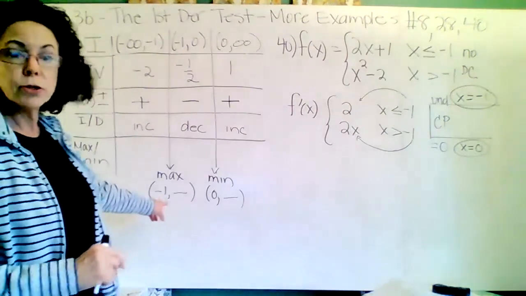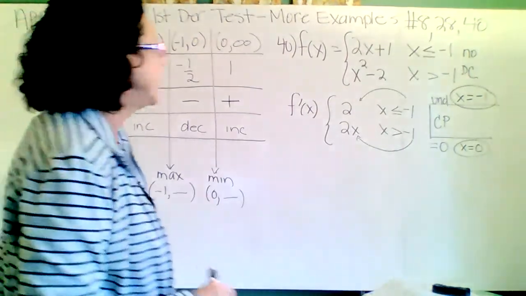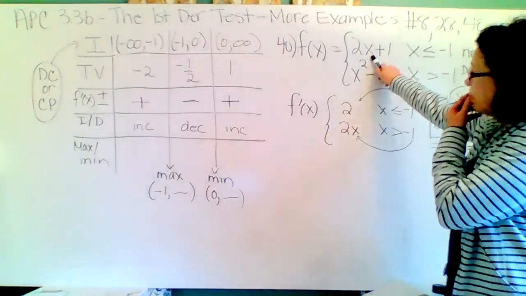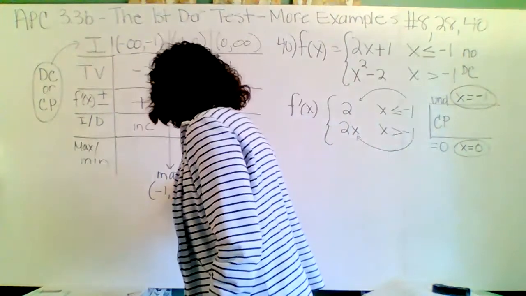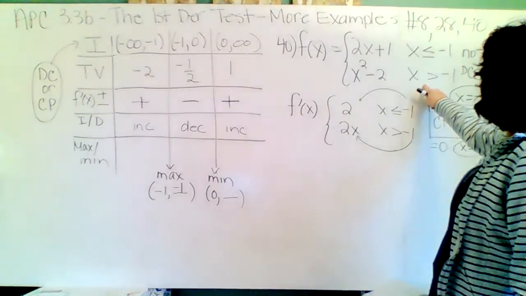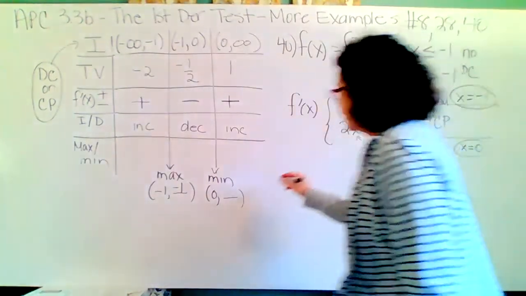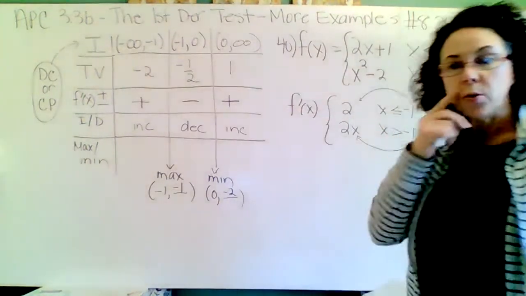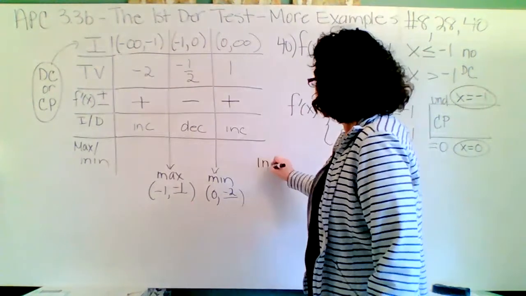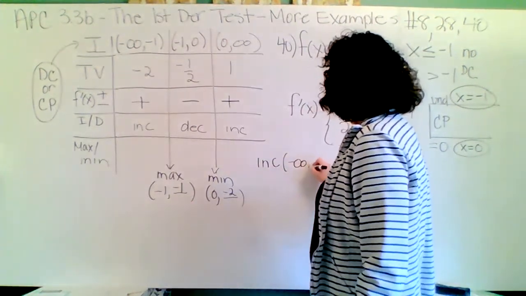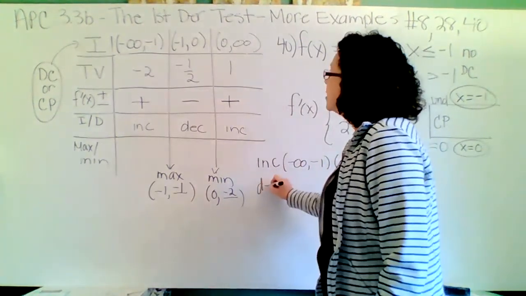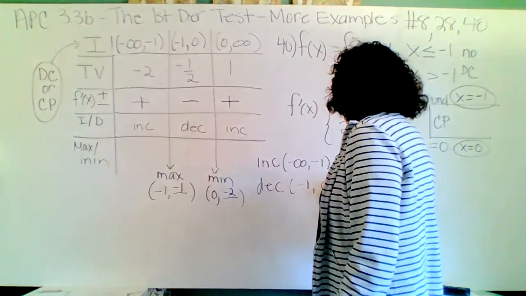So we need to go to the original function to get these max and min points. Where x is -1, this is the function that's happening, so that would be a -1. I think we had already worked on that. For the minimum, when x is 0, this is the function that's happening, and we would get a -2. So in total, here's our max, here's our min. Our function is increasing from -infinity to -1 and from 0 to infinity, and the function is decreasing on -1 to 0.